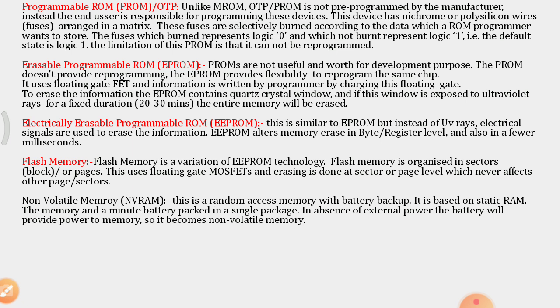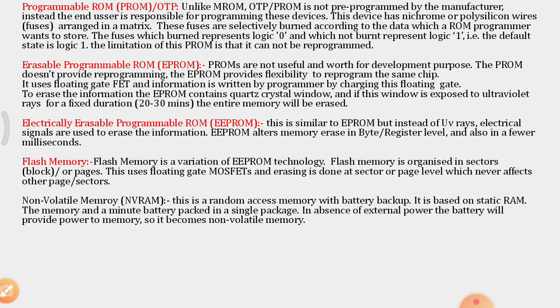Then electrically erasable programmable ROM, EEPROM. This is also similar to EPROM, but instead of ultraviolet rays, electrical signals are used to erase the information. So EEPROM alters memory erase at a byte or register level. Only selected bytes or selected registers can be erased in EEPROM, and also in a few milliseconds. It is very fast to erase in EEPROM than the EPROM.